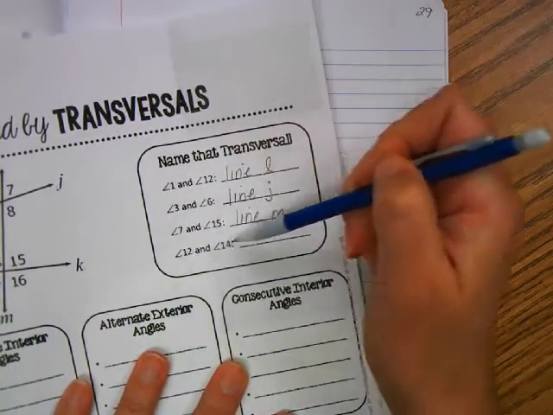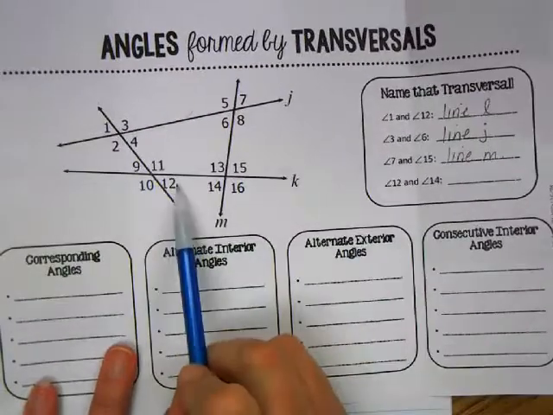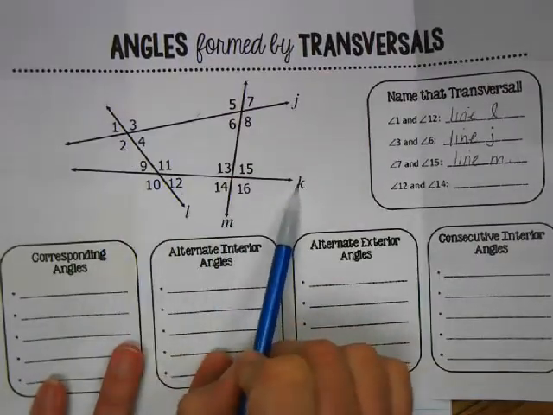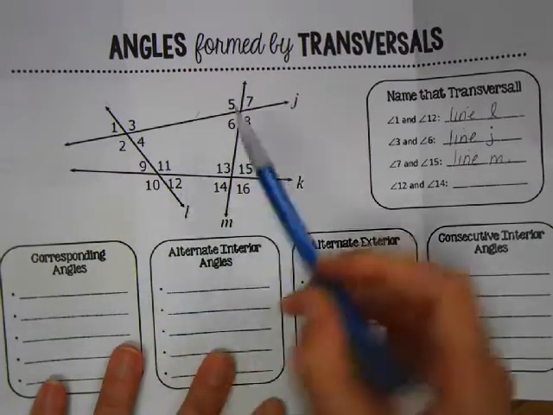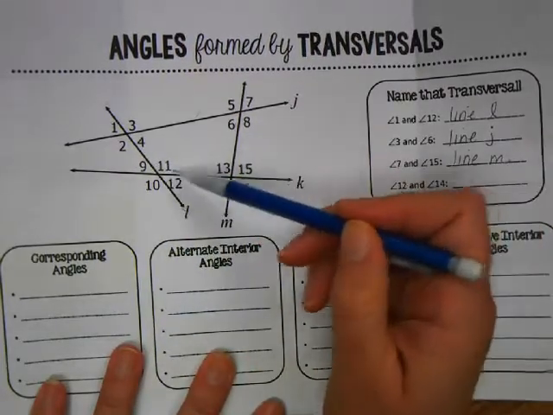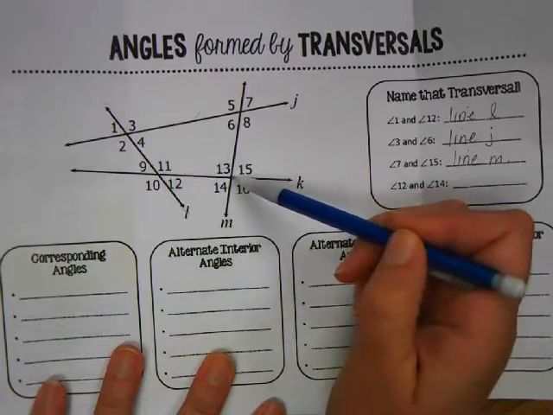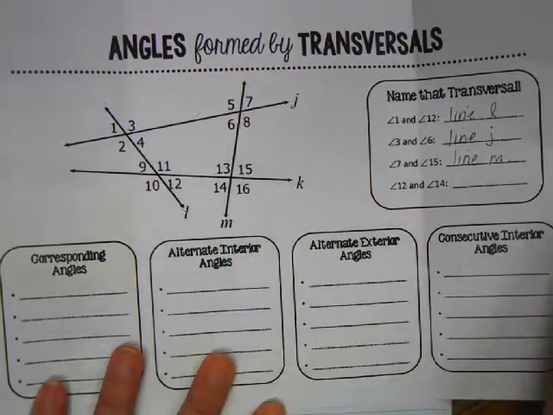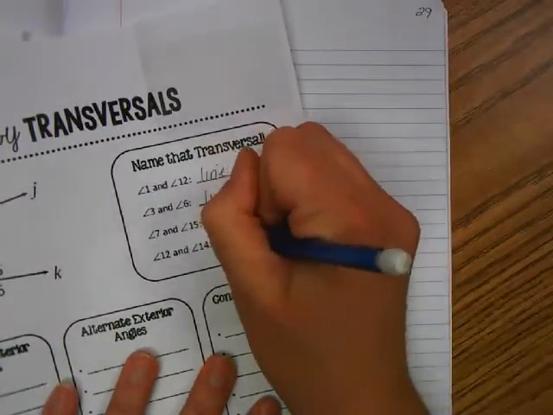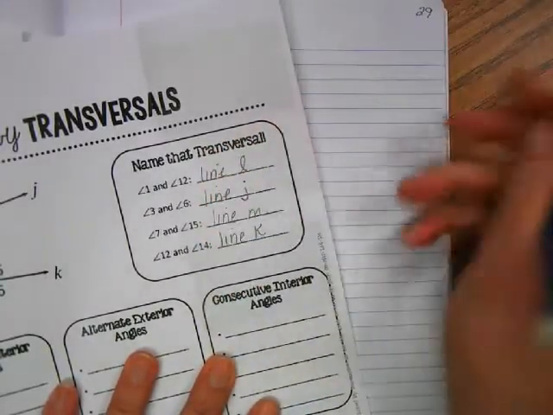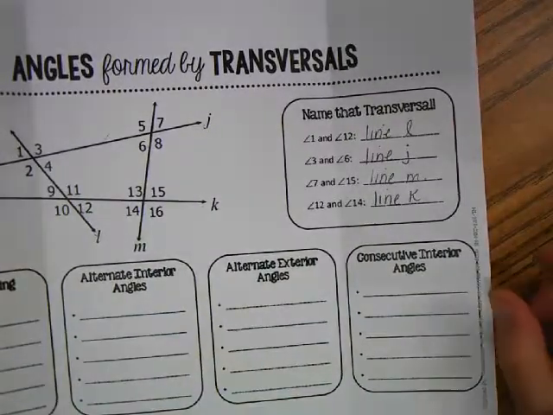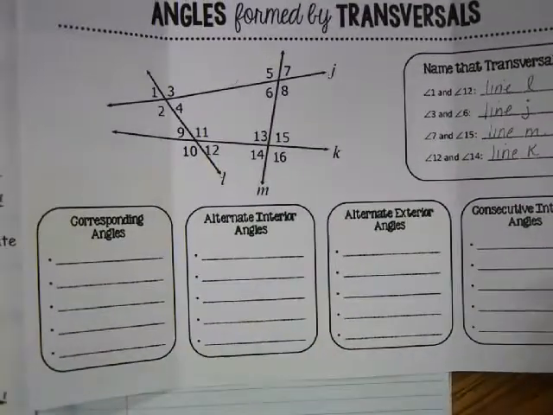And then 12 and 14, angles 12 and 14 are formed by transversal K, because K intersects lines L and M at two different points, forming angles 12 and 14. So that's line K. And then you're going to name all the different types of angles.